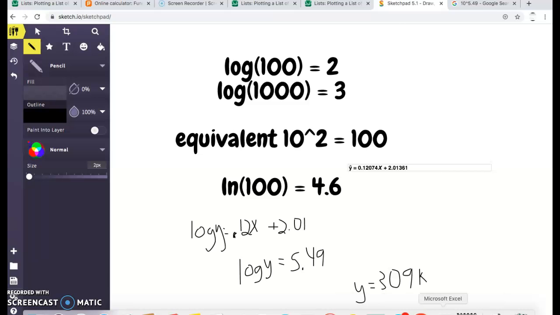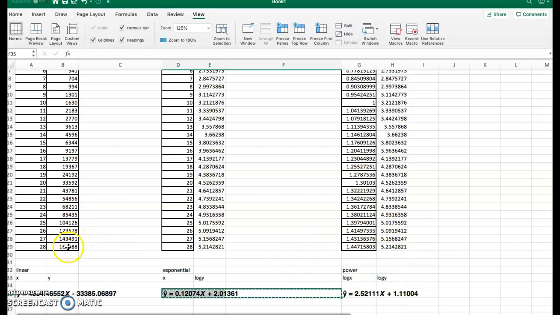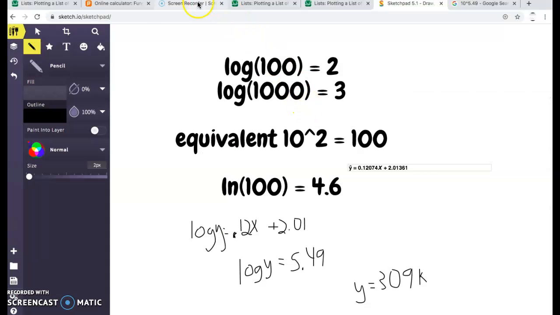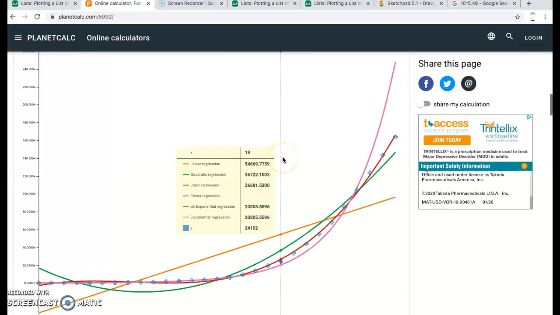So if you look at the growth here, 143, then to 163. To think that at 29 this is going to be 309,000, I think that's way too high. So let's take a look at this website that I have found, which does a lot of them.